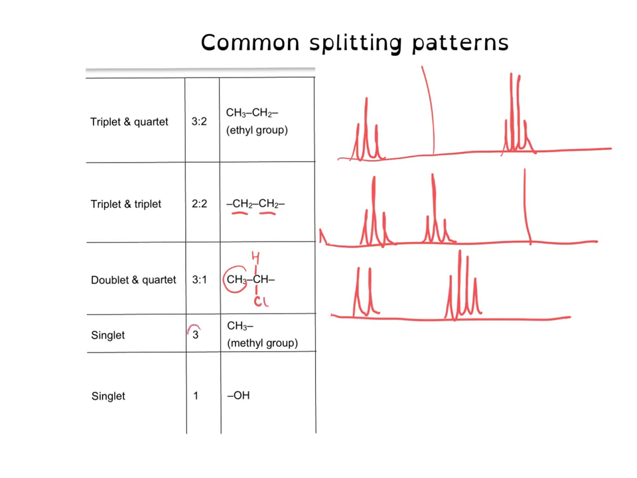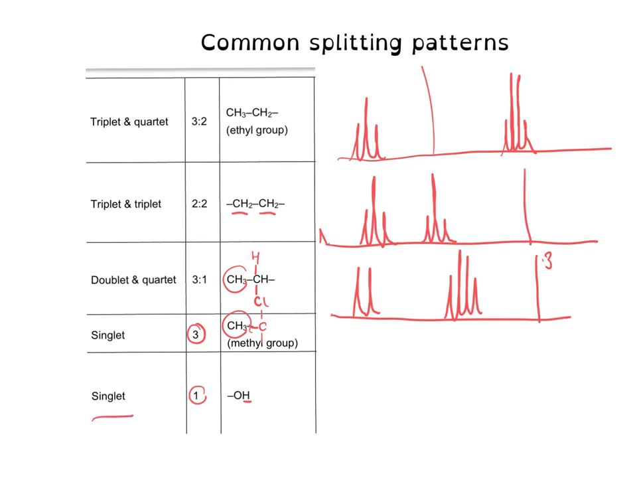A singlet with 3 protons tells you that there is a methyl group with no other hydrogens on the adjacent atom. And that is just a single with a methyl group. So that could potentially be here with 3 protons. A singlet usually indicates a hydrogen on its own, and if it's got a ratio of 1, it must be an H on an O. It could be an H on an OH.